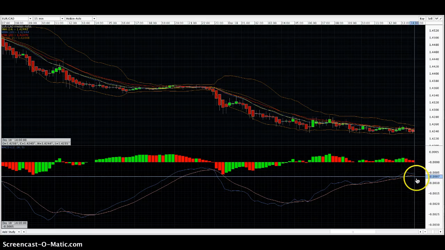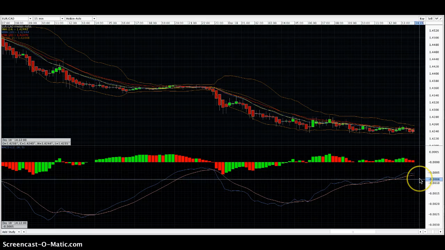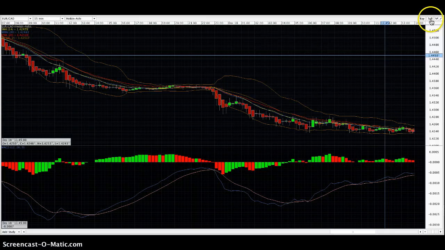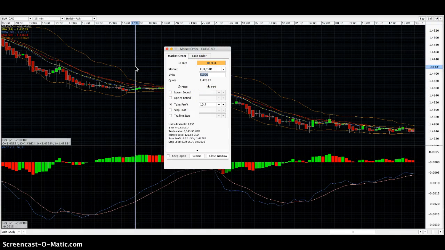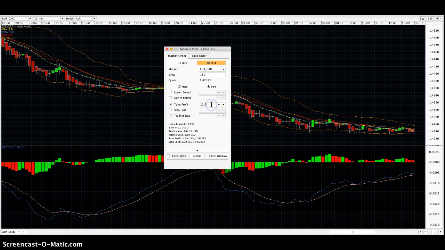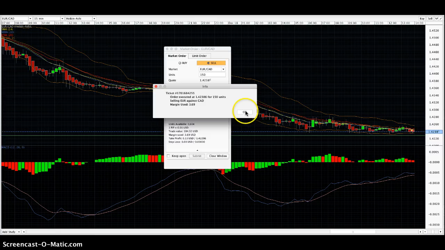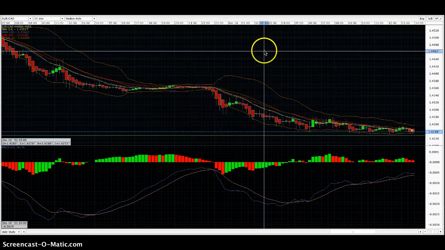So I'm going to go ahead and place a sell here. These are not limit orders, these are actual market orders. A very small unit, 150. Let's see, no, we're going to go with 150, not 100. I'm sorry. I'm looking for a 10-pip jump, which is only 13 cents. All right, I just entered that order.